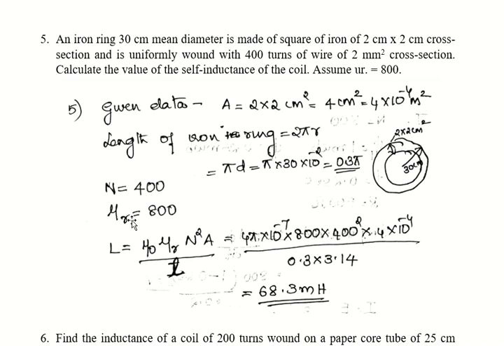So number of turns 400, μr is given. What is the equation for L? μ0 μr N² A by l. μ0 is 4π into 10 raised to minus 7, μr 800, N number of turns 400 squared, area is 4 into 10 raised to minus 4 meter square by length. Length is π into d, this 0.3 into π, that is 683.3 millihenry.